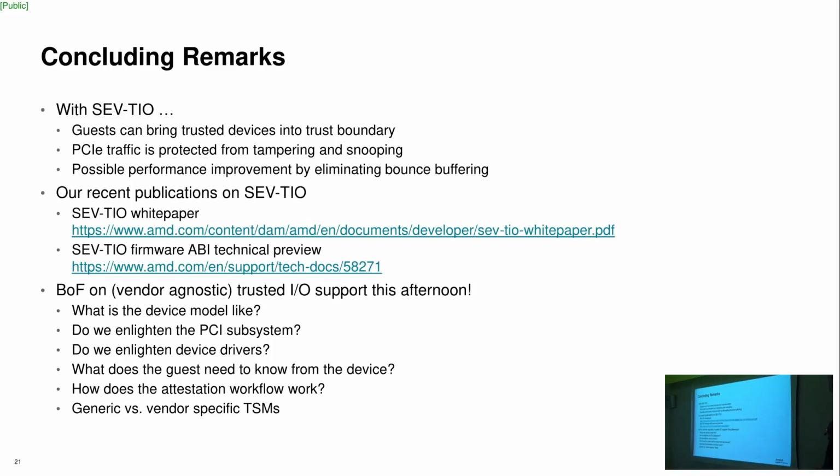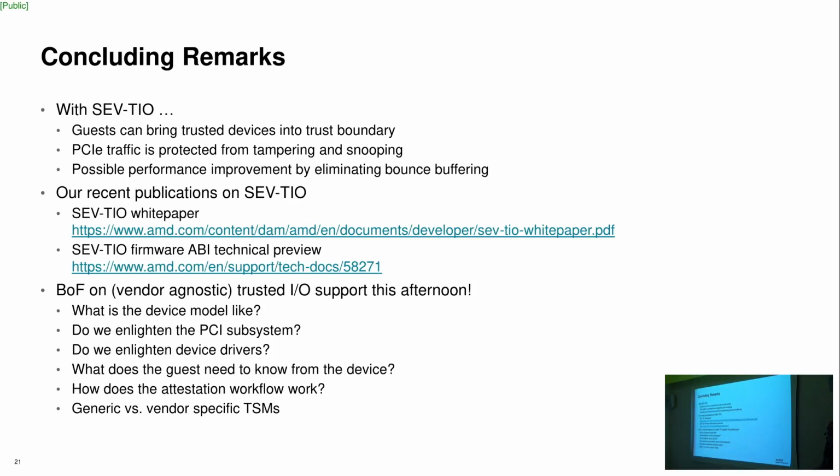And then this afternoon, we intend to have a BOF of some kind to answer some of the following questions, like what does the device model look like? Should devices change? Should they be enlightened for TDISP? How does the attestation flow work? Like who is processing the attestation reports? Is it the drivers? Is there remote attestation flows? Should we support all of that and provide all the hooks and flows necessary there? So with that, that's my talk.